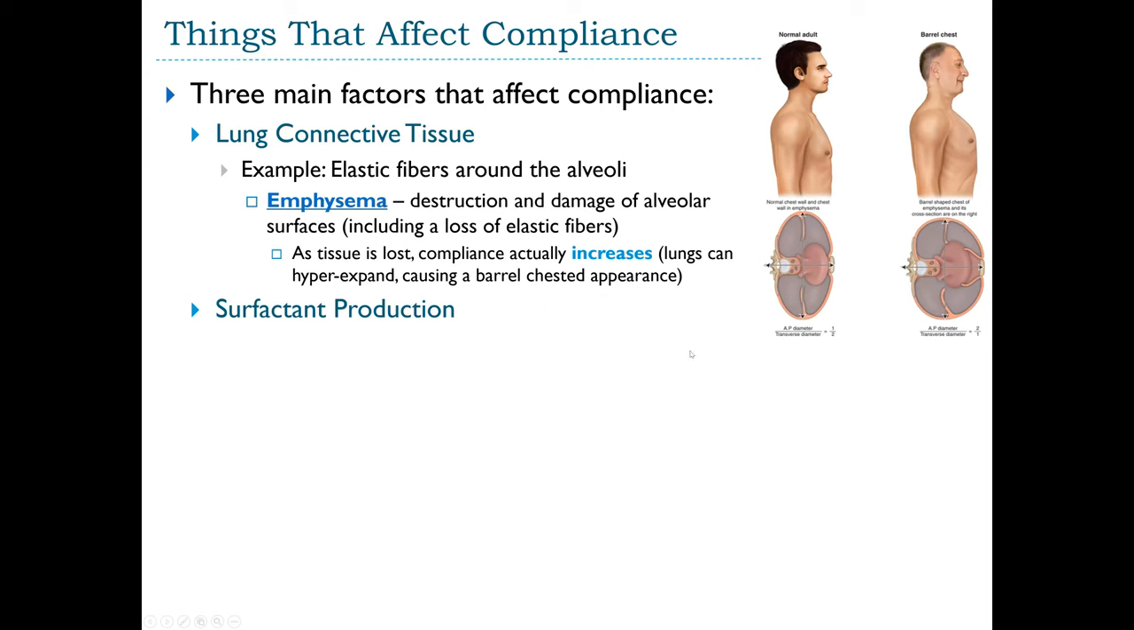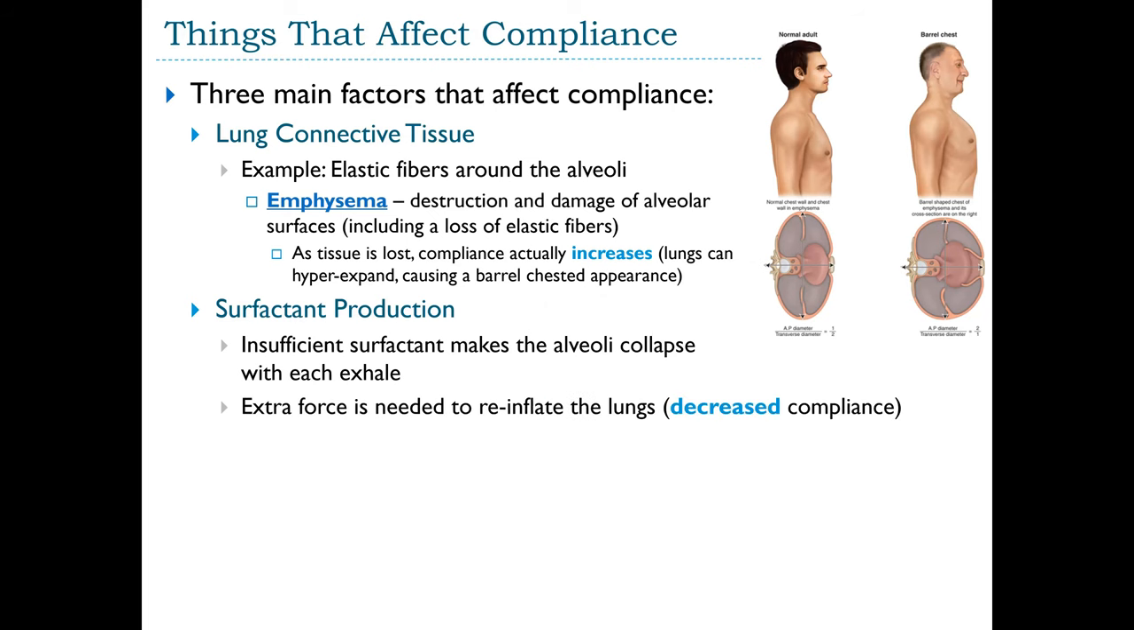Another thing that can affect compliance is surfactant production. So as we discussed earlier, insufficient surfactant makes the alveoli collapse every time you exhale, and this requires extra force to reinflate the lungs when you inhale, and that would be an example of decreased compliance. So that respiratory distress syndrome we talked about earlier would be a type of restrictive lung disease.